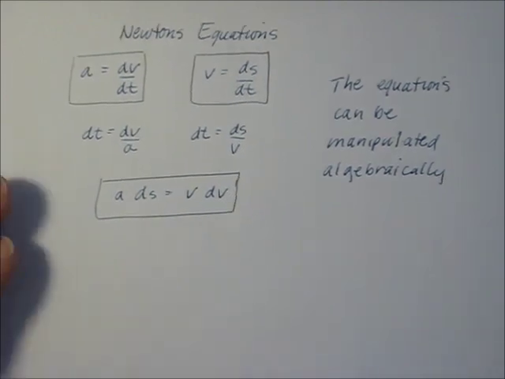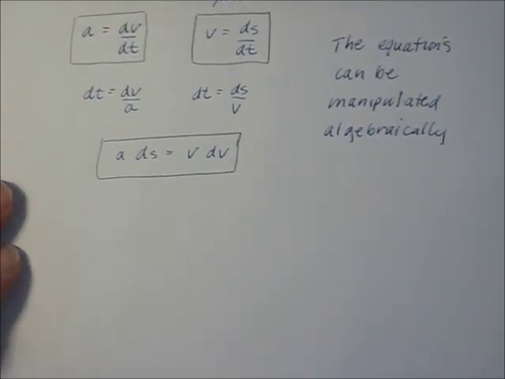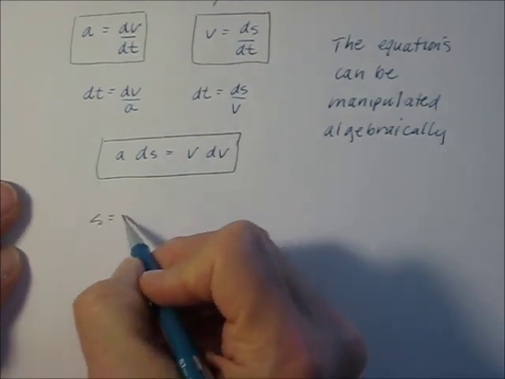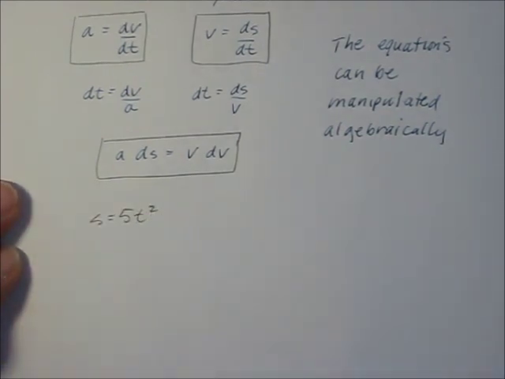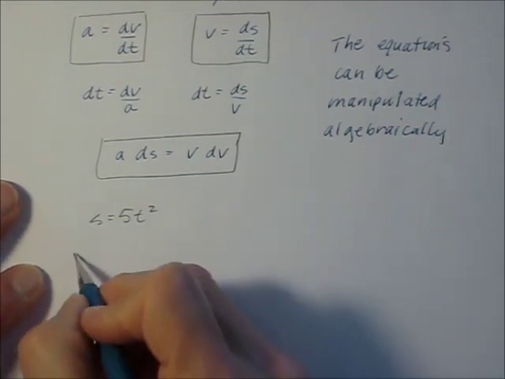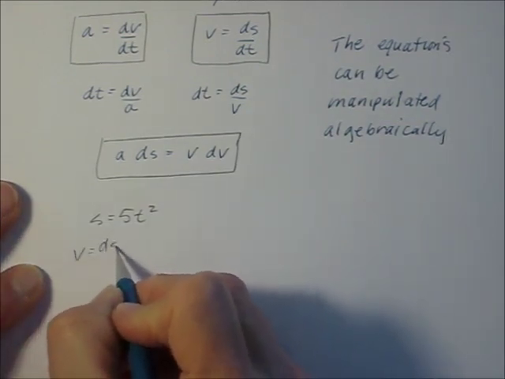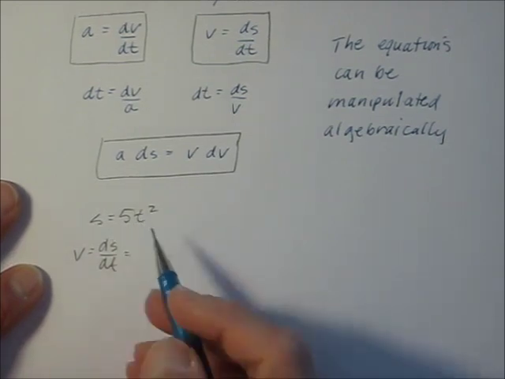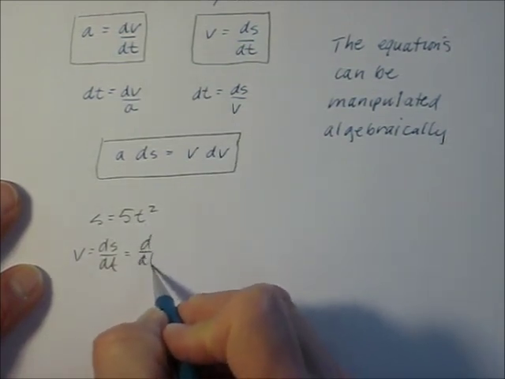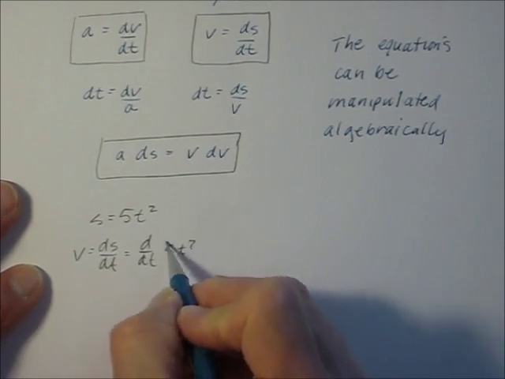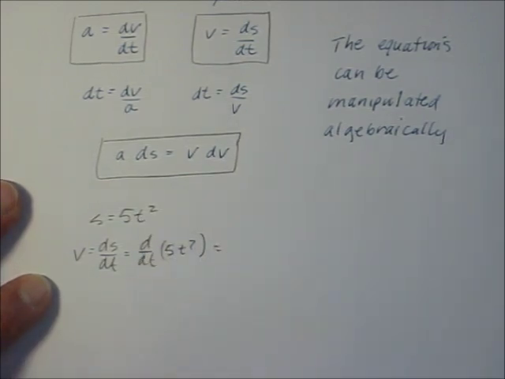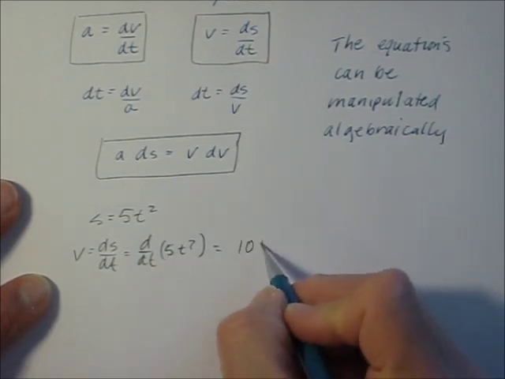So let's take a quick example here. Let's say that my position is equal to 5t squared, and I want to find the velocity. The velocity is equal to ds dt, which is going to be d dt of 5t squared. Now, since 5t squared is a function of time, I can easily take the derivative of that, so that would be 10t.